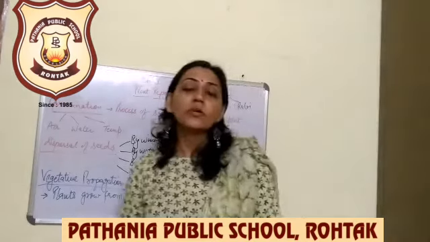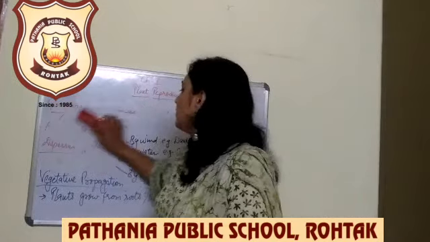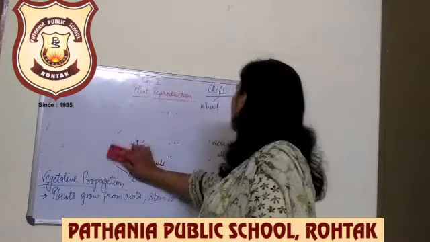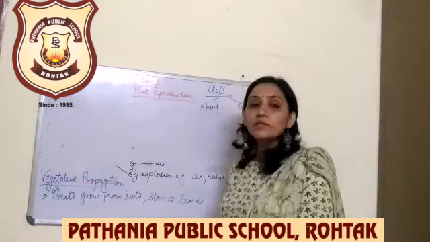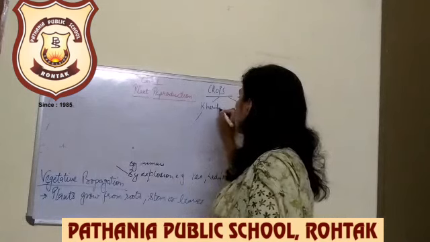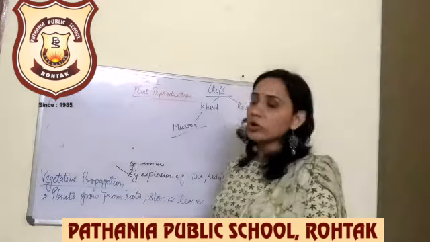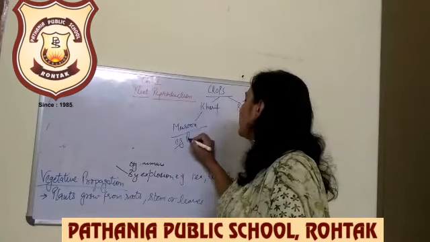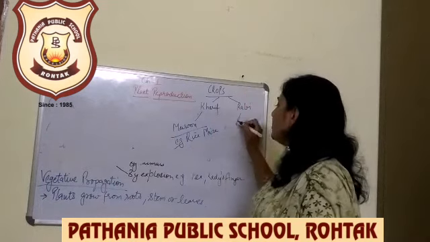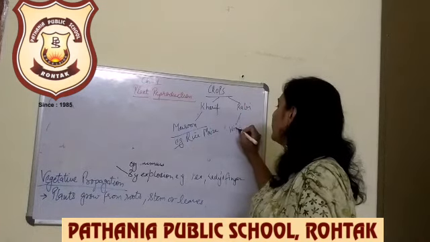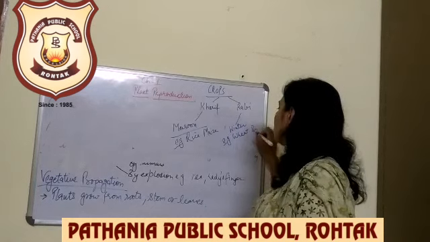What are kharif crops? Kharif crops are those crops which are grown during the monsoon period, because they require a lot of water. For example, rice, maize. Rabi crops are grown during the winter period. Example, wheat and pulses.